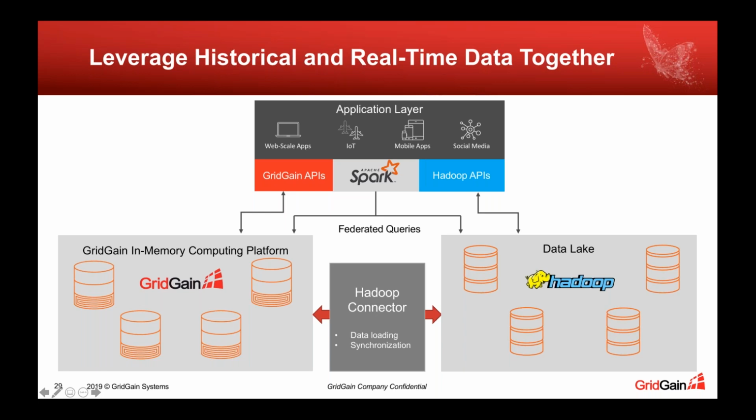There is bidirectional connectivity with Hadoop that you can use with GridGain for bringing historical data into GridGain and then running mixed historical and real-time data workloads against the data for real-time analytics.